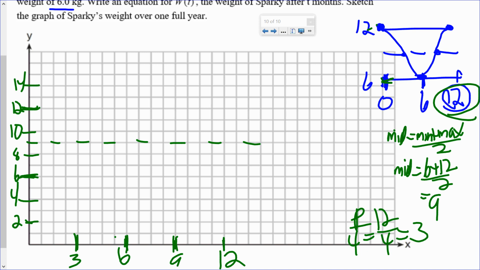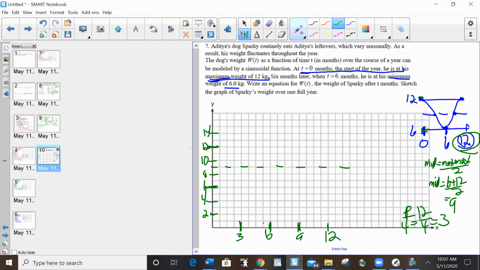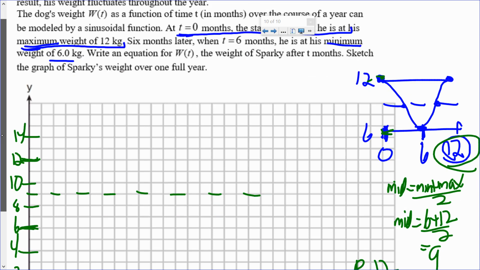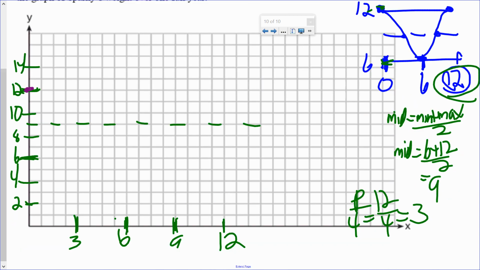It's a positive cosine. It starts at the max. So I'm going to get a different color. I'm going to start at my max, which I kind of darkened. I darkened my min and my max here to help me. Max, mid, min, mid, max. There's my wave.